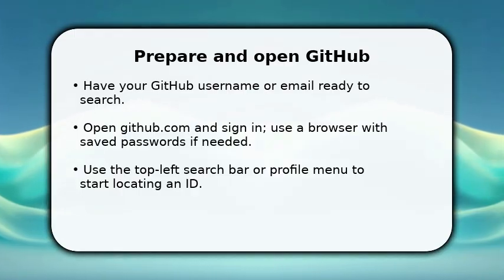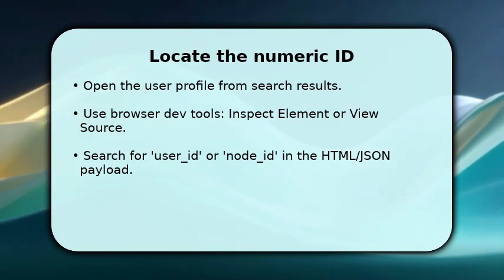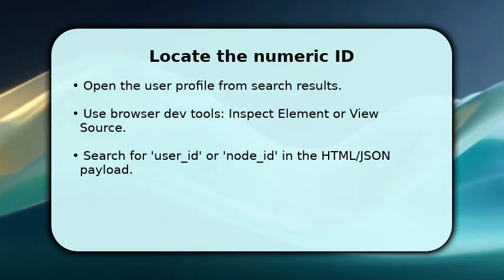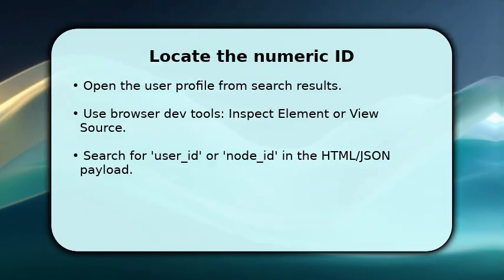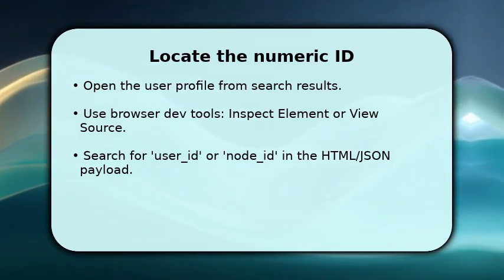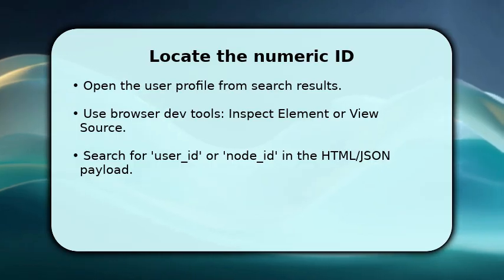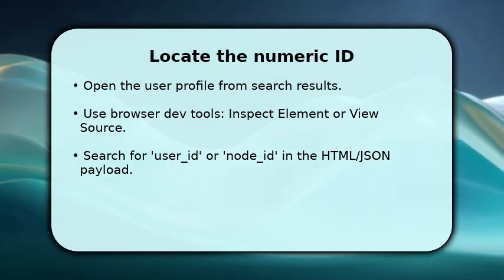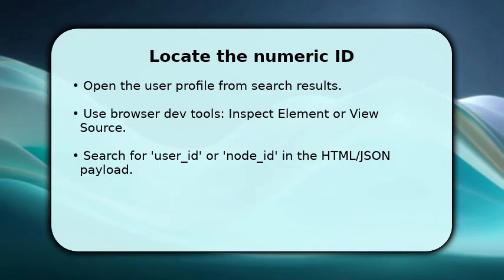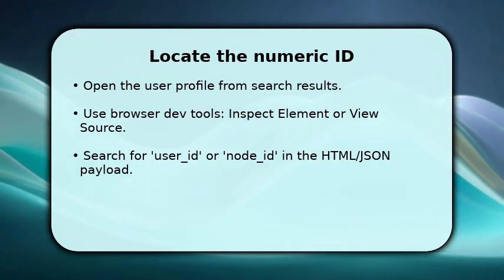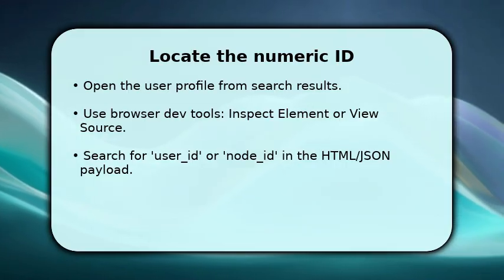Press Ctrl-Shift-I or right-click and choose Inspect. Once the developer tools appear, switch to the Network or Elements tab and reload the profile to capture requests. Look for API responses or HTML elements containing user ID, node ID, or data user ID. You do this because numeric IDs are embedded in them.